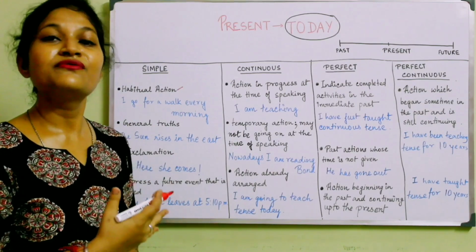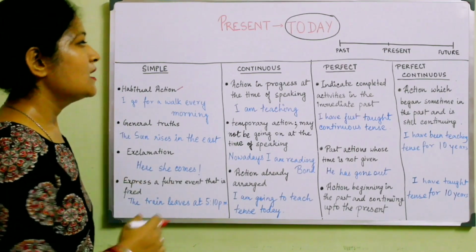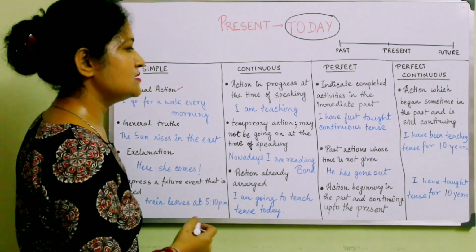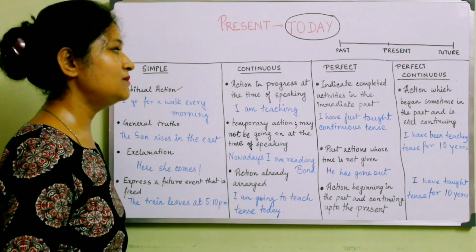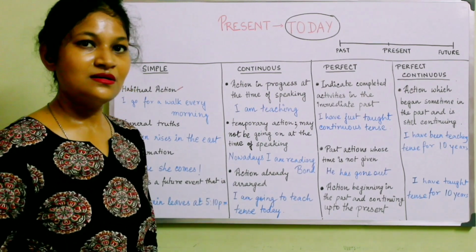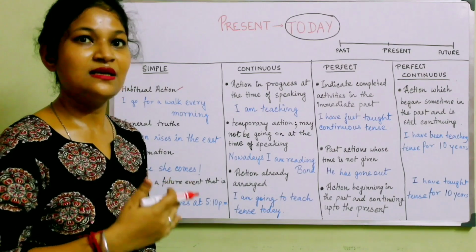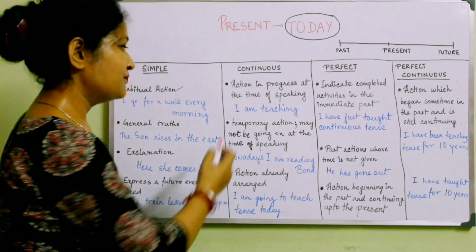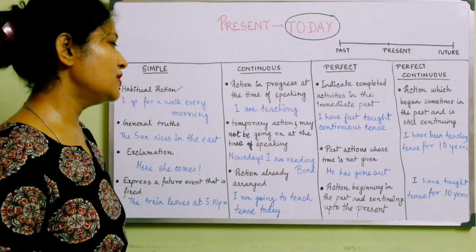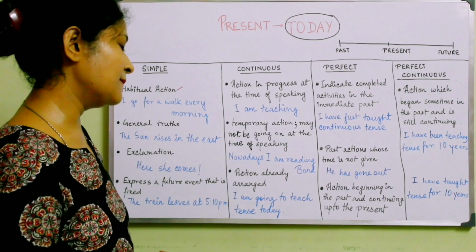We'll use the future tense instead. Next is the continuous tense. So the present continuous tense is used to denote an action in progress at the time of speaking. I am teaching. So the action is in progress. I am teaching now.